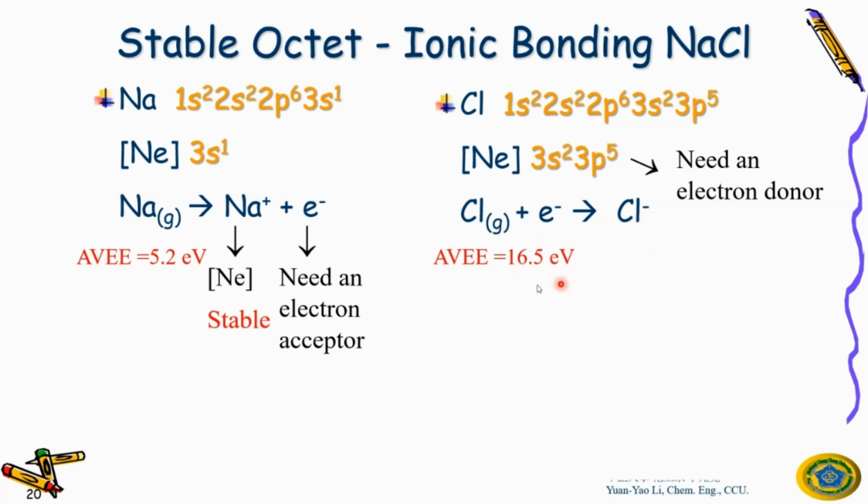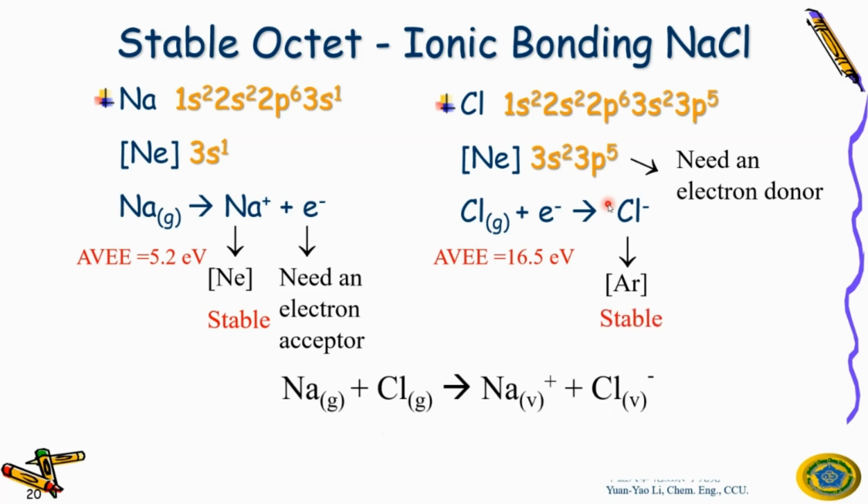The energy required is 16.5 electron volt. I mean, the energy is very high, so you cannot take the 7th electron away, right? So this becomes argon. So it's wonderful if you have one donor and one acceptor, and they suit each other, right? One likes electrons very much, one doesn't like electrons very much. So as a result, these two can get together.